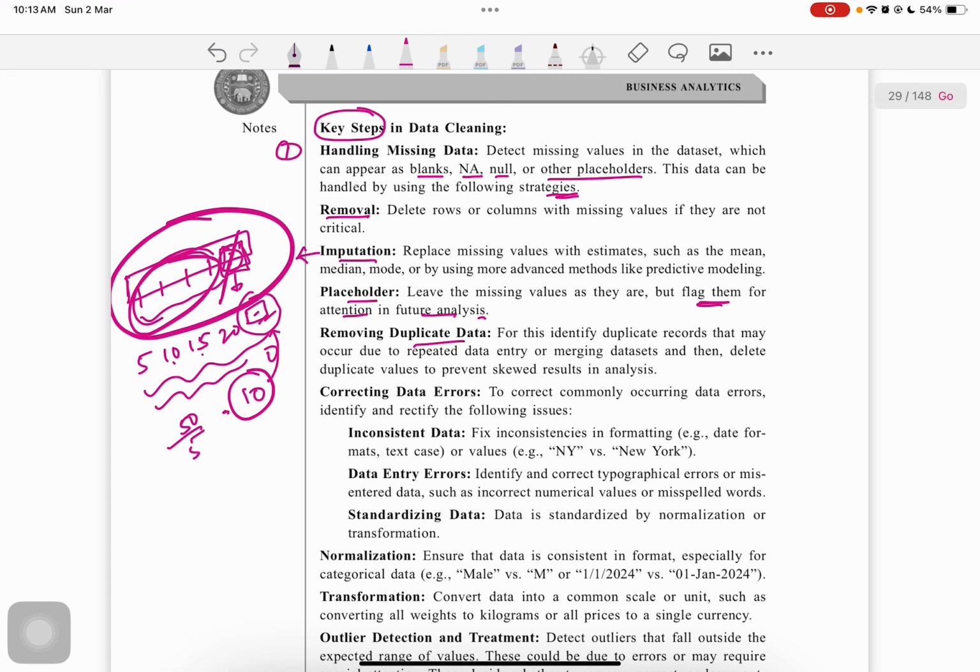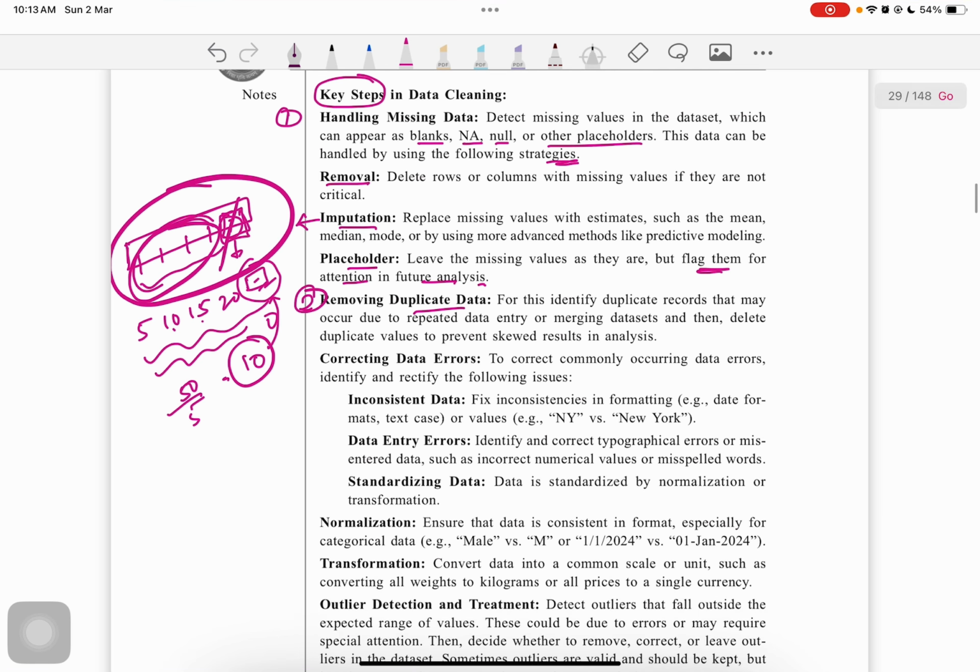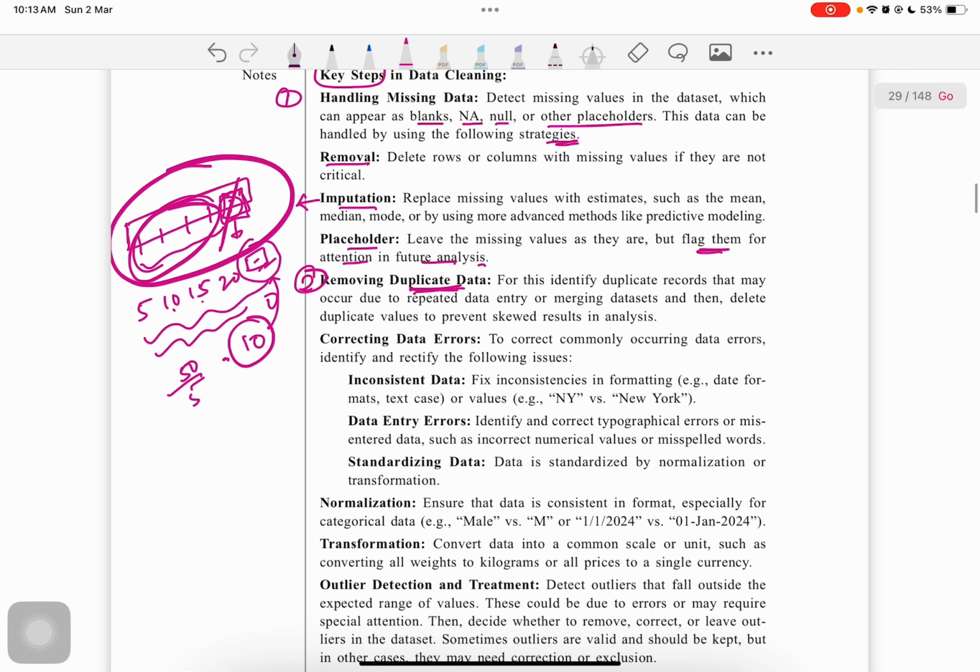Removing duplicate entries, this is the second step. For this, identify the duplicate records that may occur due to repeated data entry or merging data. It is self-explanatory that if there is any duplicate data, we have to remove it so that our analysis is correct. Delete the duplicates to prevent skewed results in the analysis.